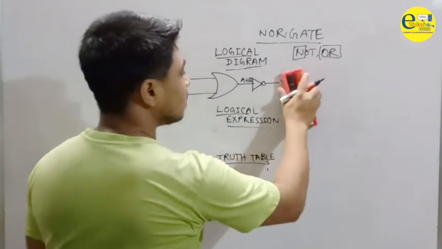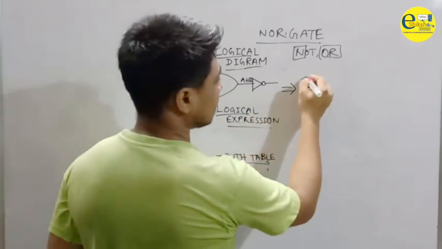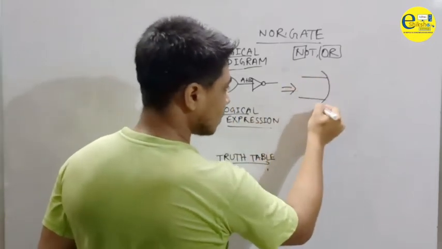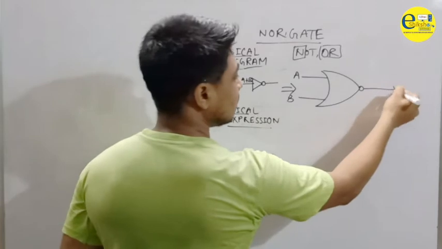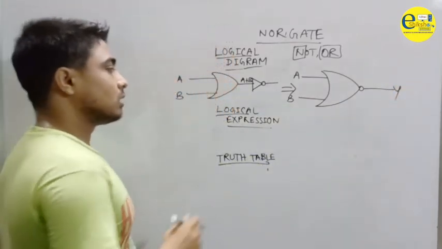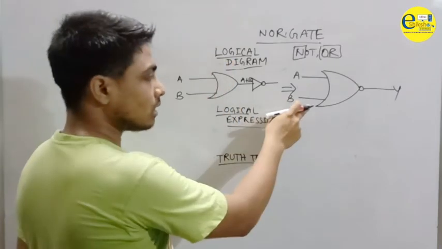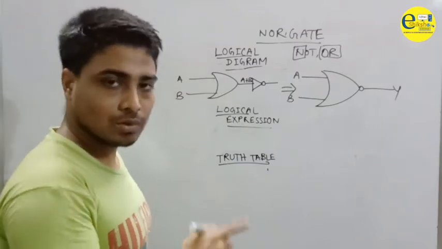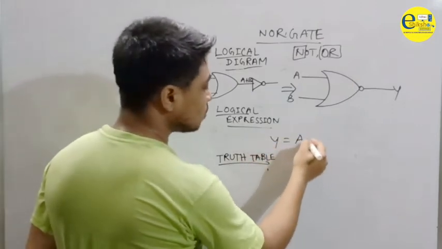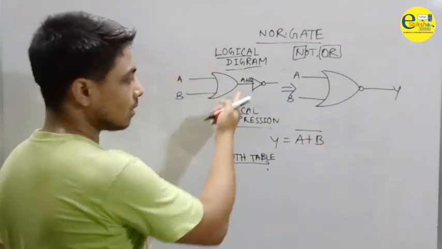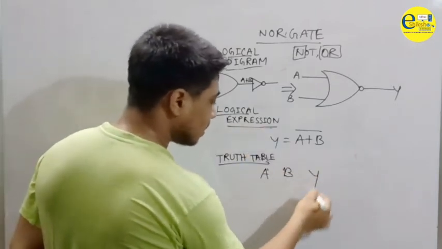So if I draw the actual logic diagram of the NOR gate, it looks like this: A, B, and Y. Okay, so this is the logical diagram. Again, I am saying that if you are asked for the logical diagram of the NOR gate, you have to draw this, and if you are asked to draw the logical diagram of the NOR gate with the help of basic gates, you have to draw this diagram. Okay, so the logical expression is Y equals A plus B whole bar. Now the truth table is A, B, and Y.